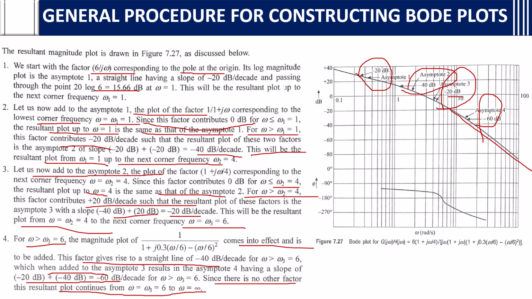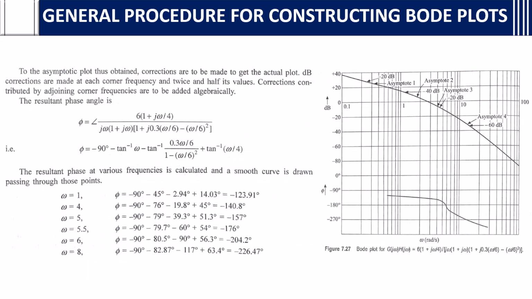Understood? In this way we proceed, and here the phi values have been written, 45, minus 180, like that, and that is also plotted. To the asymptotic plot thus obtained, corrections are to be made to get the actual plot. dB corrections are made at the corner frequency and twice and half its value. Corrections contributed by the adjoining corner frequencies are to be added algebraically.